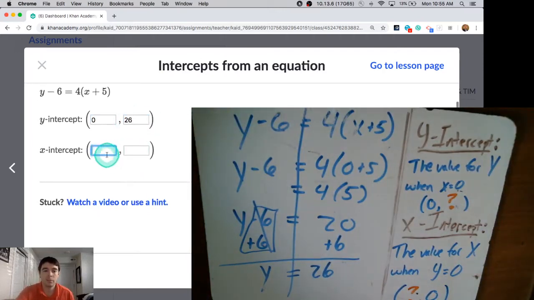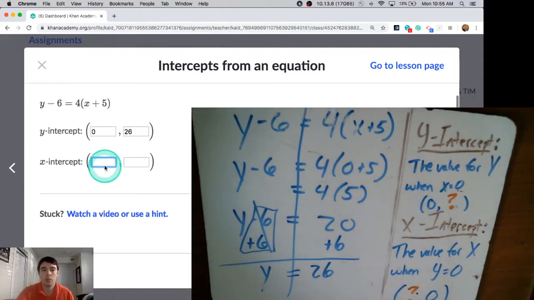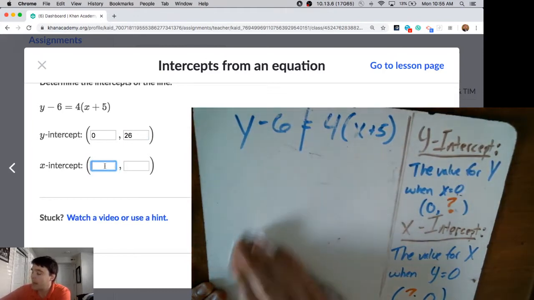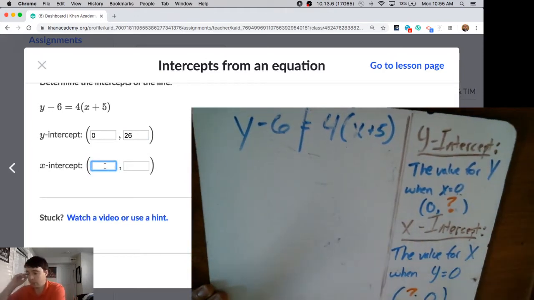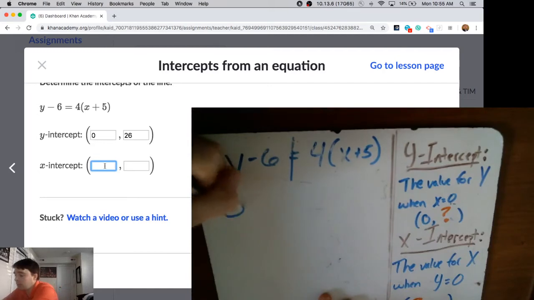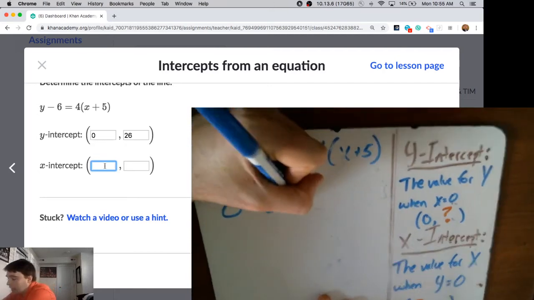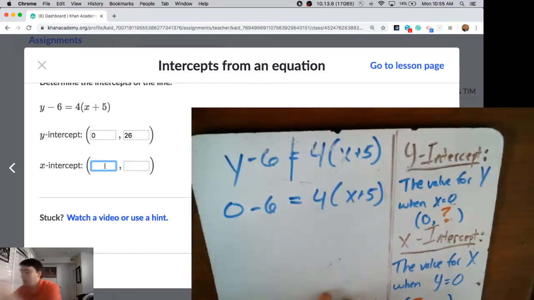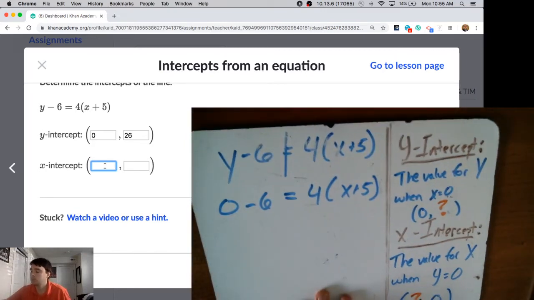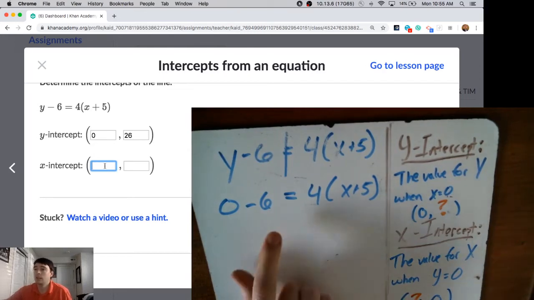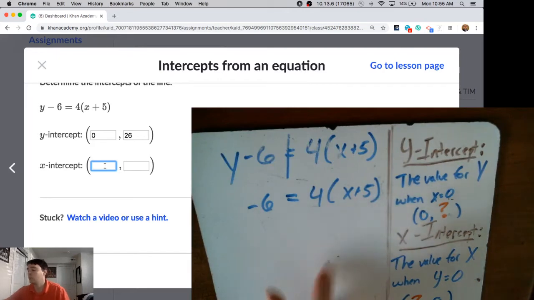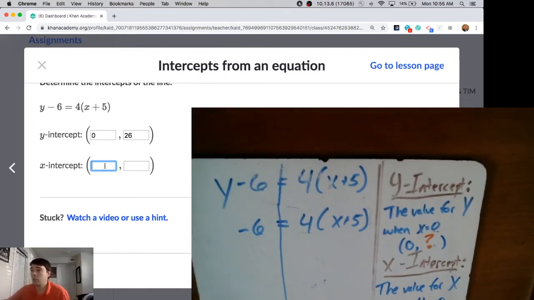To find the x-intercept, we'll just do the opposite, of course. We're going to go back to our original equation. And now we're going to replace the y with 0, and that's how we're going to find the x-intercept. So I get 0 minus 6, which is really just negative 6, is equal to 4 times (x plus 5). There are a couple ways to solve this equation.